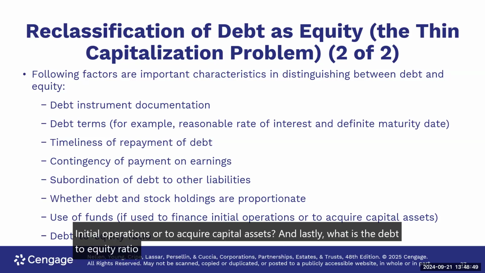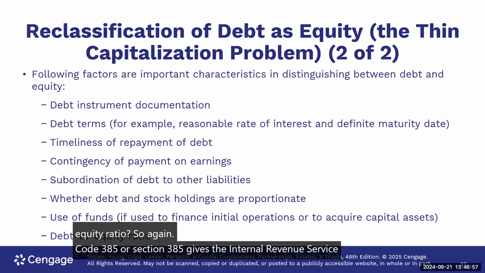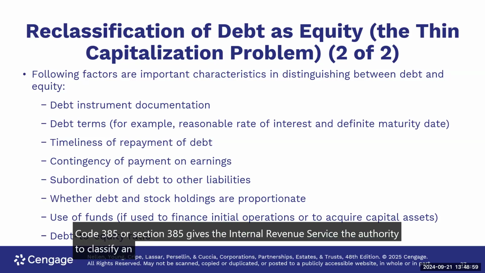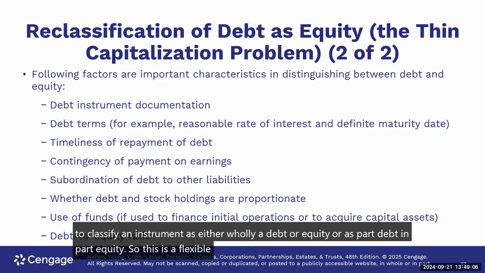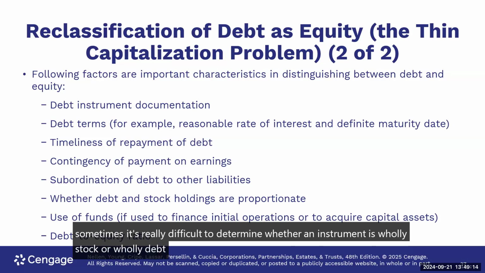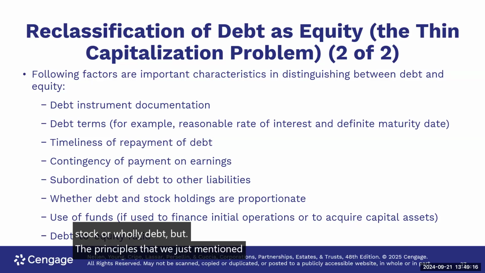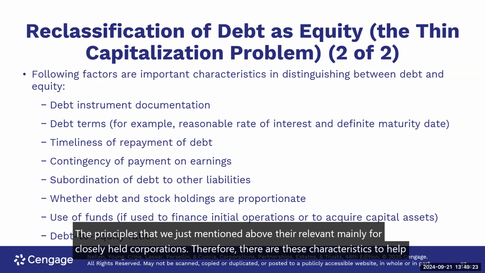Again, Section 385 gives the Internal Revenue Service the authority to classify an instrument as either wholly debt or wholly equity, or as part debt and part equity. This is a flexible approach, and it's important because sometimes it's really difficult to determine whether an instrument is wholly stock or wholly debt. The principles we just mentioned are relevant mainly for closely held corporations. Therefore, there are these characteristics to help distinguish between the two.